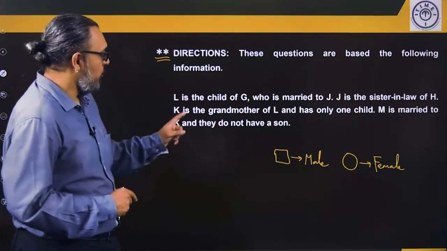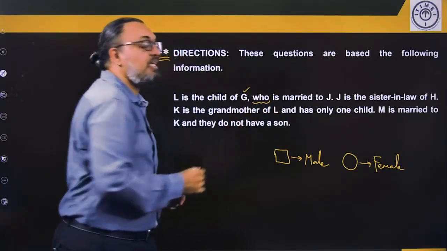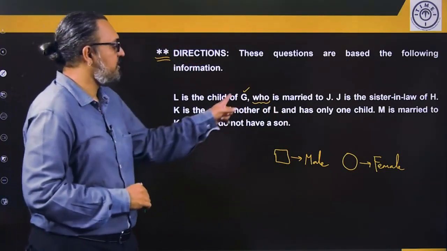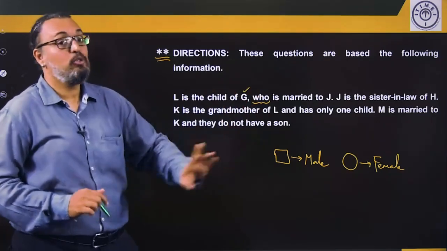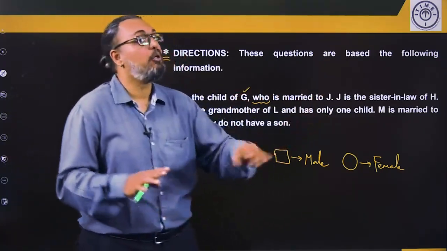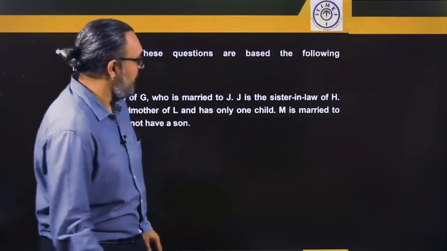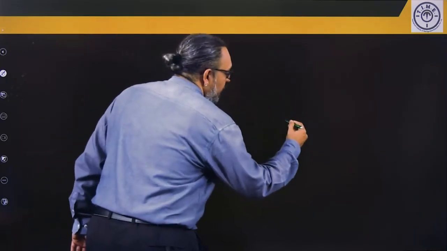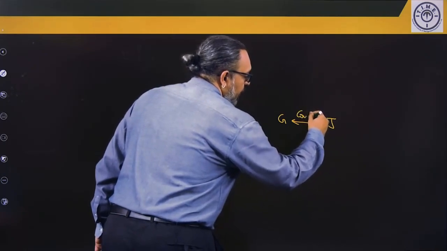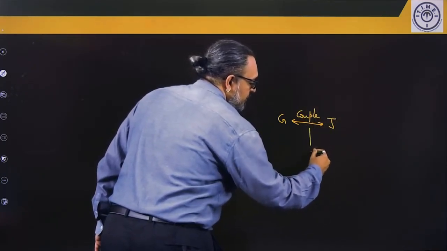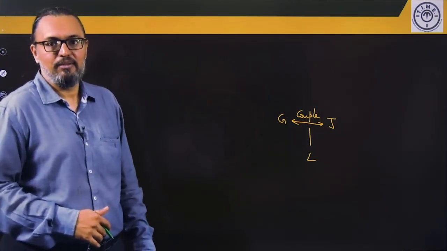Okay, right. So now let's see this. L is the child of G, who, like I said, when persons are involved, they will use the word who. Who means the person just before it is married to J. G is married to J. We still do not know the gender of G and J, because they are married to each other. That much is very clear, and L is the child of G. So G is married to J, they are a couple and I still don't know the gender, and L is their child. Child comes in the below stage of the family tree, right?